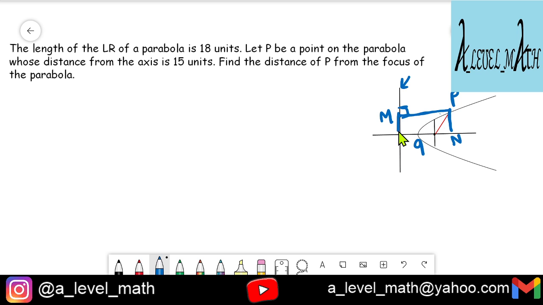Now if I consider this rectangle, so if this is 9 units, this is also 9 units. All right. And what about this PN? We are given that P is a point on the parabola whose distance from the axis is 15 units. So what is this point's distance from the axis? This is the distance of point P from the axis. So this is given to be 15 units. All right. So this distance is also 15 units because it's a rectangle.